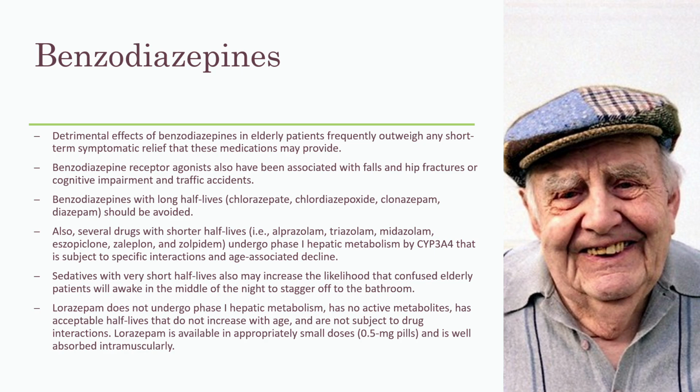One short-acting benzo that you will see most often, as I think we mentioned prior, is lorazepam. We had mentioned in our previous lectures that lorazepam seems to be used more often. There are no active metabolites and it has an acceptable half-life that does not increase with age. It's also not as subject to drug interactions, okay? There are also very small doses available, 0.5 milligram pills, and even upwards.